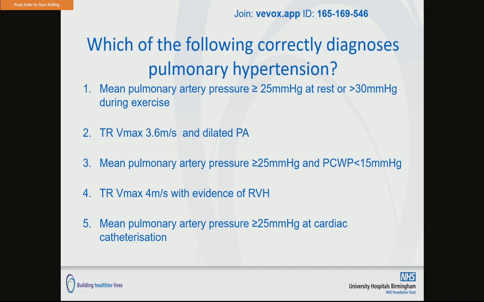So, question 1. That should be open. Which of the following correctly diagnoses pulmonary hypertension? 1, mean pulmonary artery pressure greater or equal than 25 at rest or greater than 30 during exercise. 2, TRV max 3.6 metres per second, dilated pulmonary artery. 3, mean pulmonary artery pressure greater or equal than 25 and PCWP less than 15. 4, TRV max 4 metres per second with evidence of RVH. Or 5, mean pulmonary artery pressure greater or equal to 25 at cardiac catheterisation.